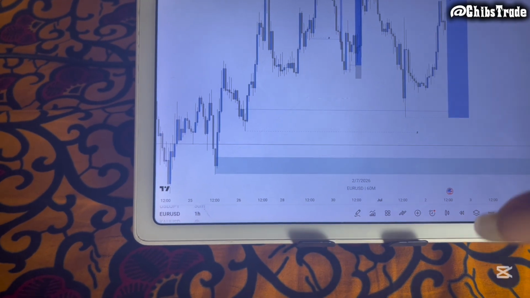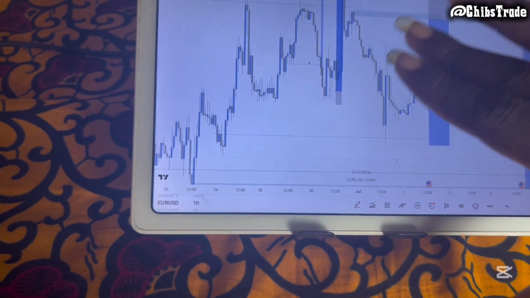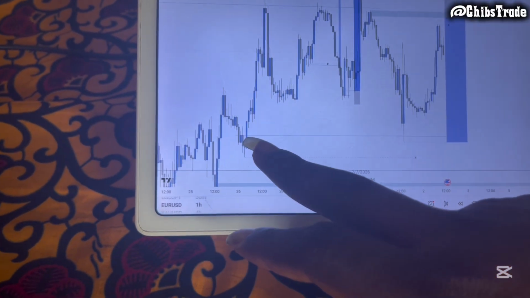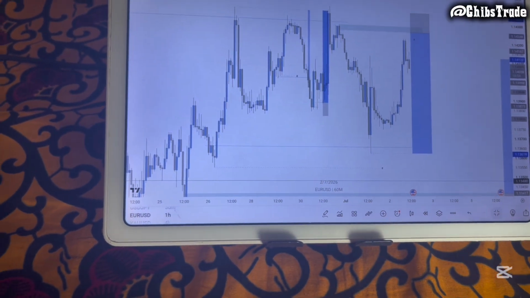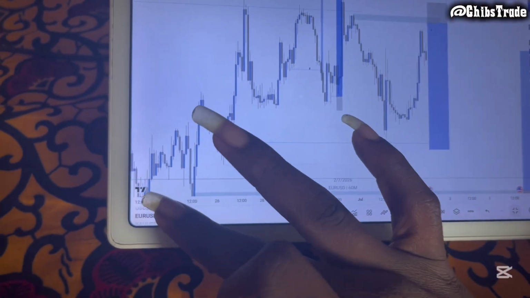The market might reject to this point, invert and reverse before going down, because the market doesn't just go in a rally move. You should know that it's always drop, go, drop, go, drop, go. So there will always be a pullback. So this is what I got for Euro as a trade.